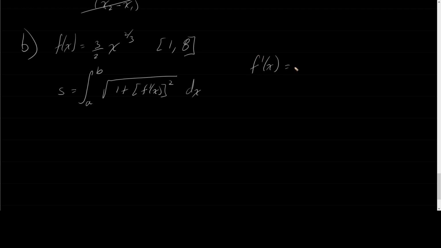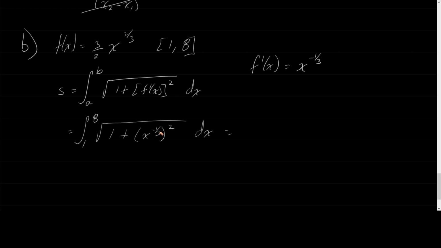f prime of x is equal to just x to the negative 1/3, right? Bring the 2/3 to the front. 3/2 times 2/3 is just 1. Subtract 1 from the exponent, and that's how I get that. So let's see, what do we get here? We have the integral from 1 to 8 of the square root of 1 plus x to the negative 1/3 squared dx.